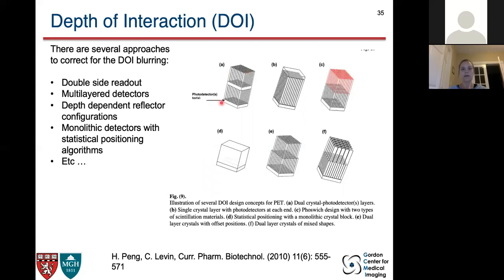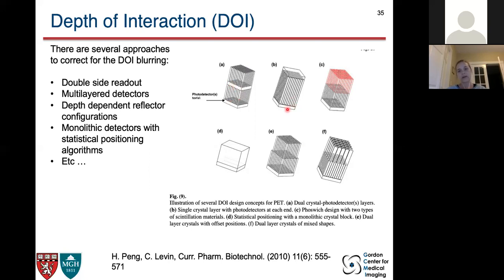Here we see layer detectors. Instead of having one detector with a photodetector and very long crystals, we stack two detectors with shorter crystals and their own photodetector. So now we would know if it interacted here or here, which will improve our image quality, but we have a more complex detector with more readout channels because we need a double set of photodetectors.